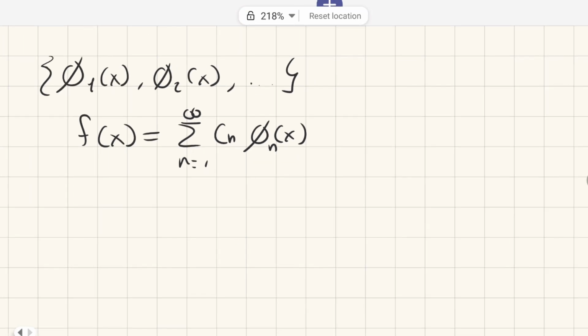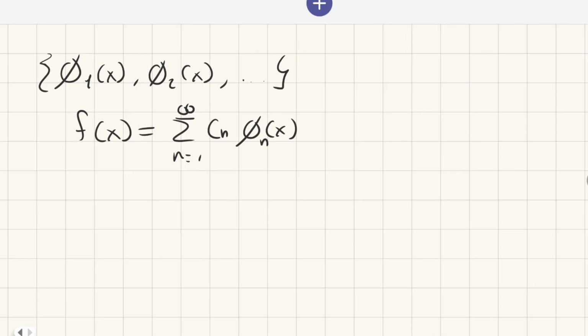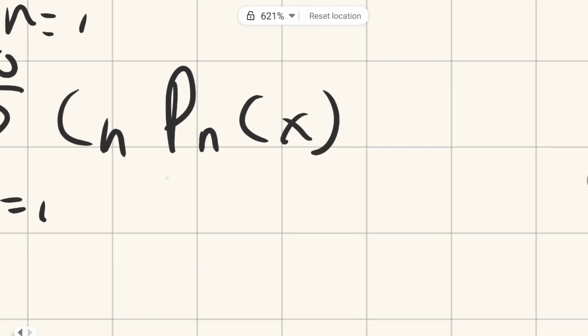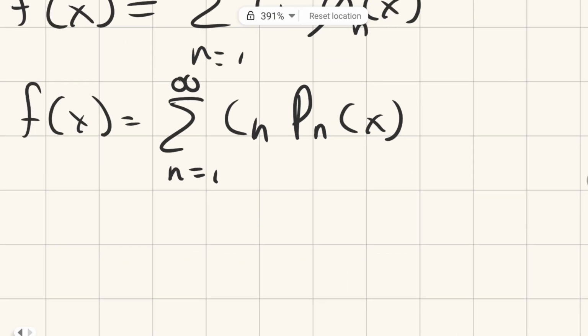Perfect. So actually, we have another video where we show that Legendre polynomials form an orthonormal set. That means that we are able to express a function f of x as a linear combination of Legendre polynomials. Remember that we use the letter p to refer to Legendre polynomials. So in this case, we are going to be interested in finding these coefficients.